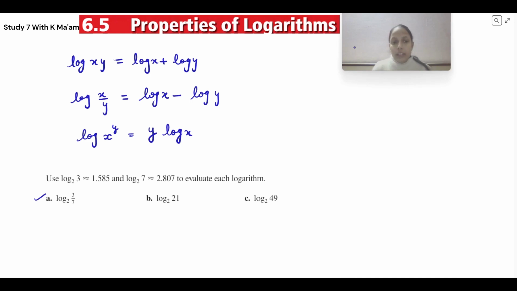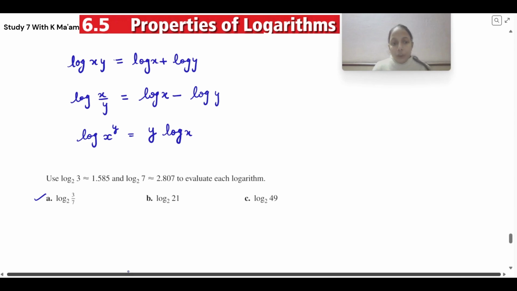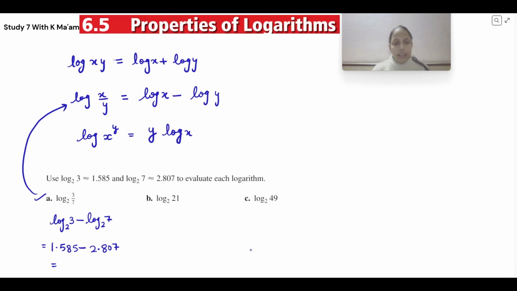Let's start with the A part. It says log base 2 of 3 over 7. Which property will I use? Quotient property, because it is in rational form, 3 over 7. It will be log base 2 of 3 minus log base 2 of 7. This value is given, 1.585, and this is given, 2.807. We can simplify and we'll get negative 1.22.